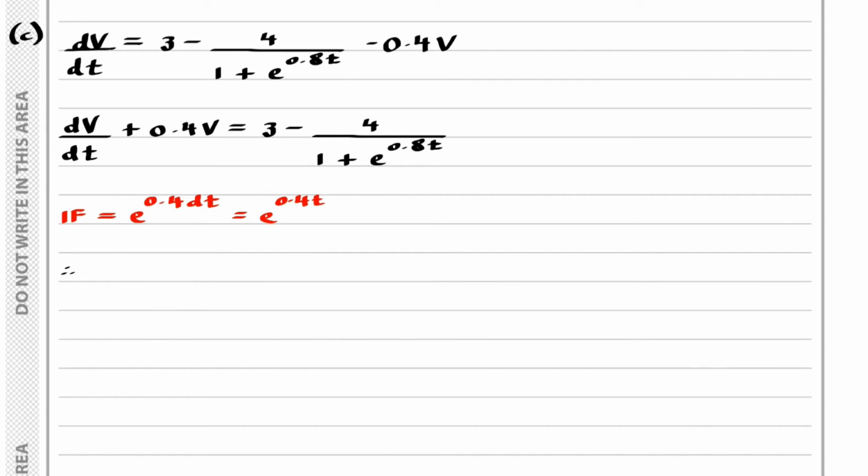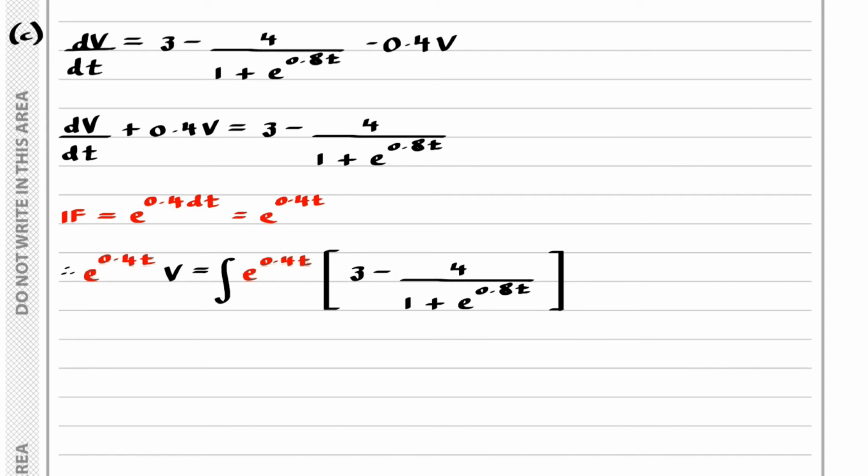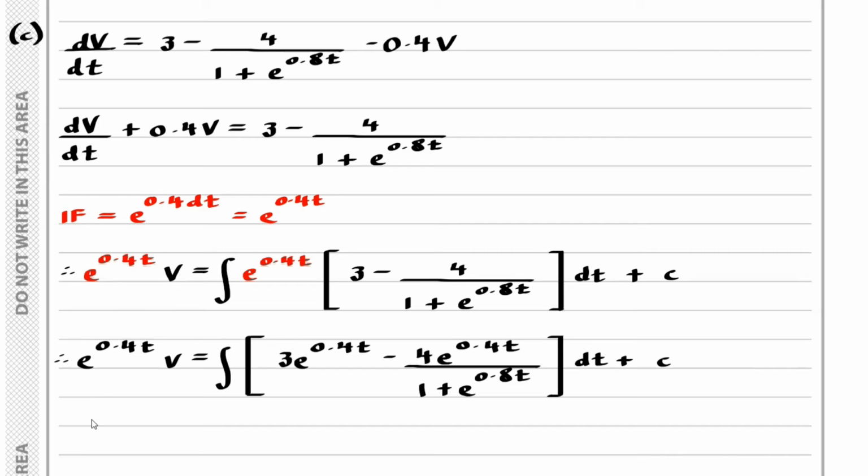Therefore, we have e to the 0.4t multiplied by V, and this is equal to the integral of our integrating factor e to the 0.4t multiplied by what we have on the right hand side, 3 subtract 4 over 1 plus e to the 0.8t, and we're integrating this with respect to t. And don't forget, we add on a constant of integration c. So now if I multiply this e to the 0.4t into the bracket, we end up with the result we see here.